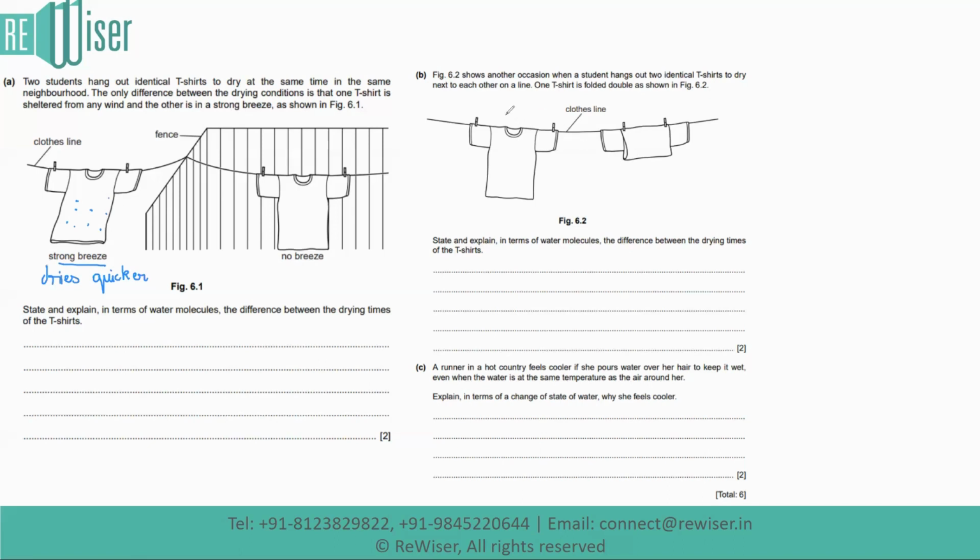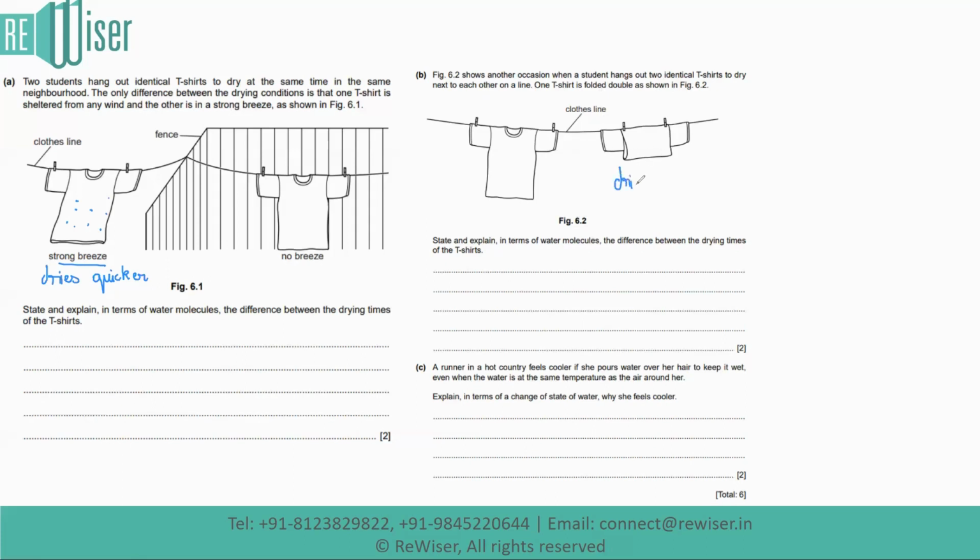Moving on to part B. Figure 6.2 shows another occasion where a student hangs out two identical t-shirts to dry. One t-shirt is folded double as shown. State and explain in terms of water molecules the difference between the drying times of the t-shirts. The t-shirt that is folded double will obviously dry slower.